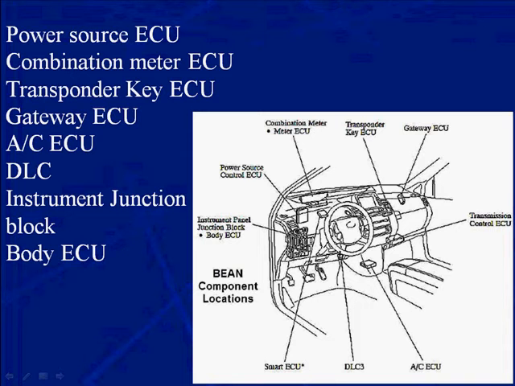Now, these instrument junction blocks are test areas. It's very important to know where they're at. When we're doing communications, sometimes it's very difficult to get your hands or test unit on one of these modules themselves. It's easier to go to the junction block. And of course, the body ECU.